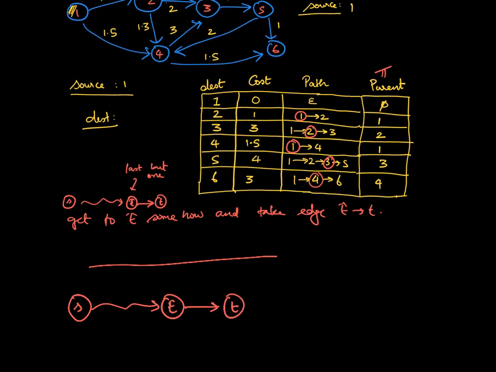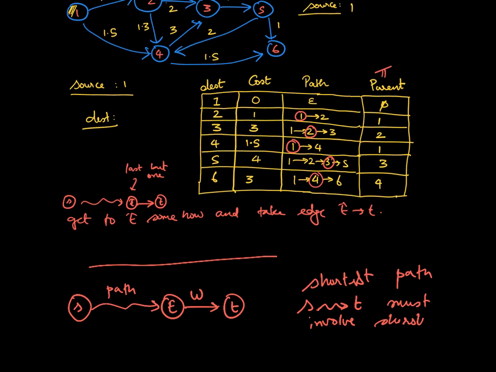If I commit to reaching t through t hat, then if I get the shortest path from s to t, it must contain the shortest path from s to t hat, right? The shortest path from s to t must involve the shortest path from s to t hat. All right, and this is important. This is a form of something that you have seen before, and this is nothing but a statement of the optimal substructure property stated in the reverse direction. Okay, and that's important to know.